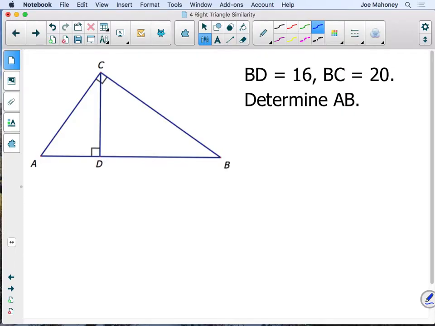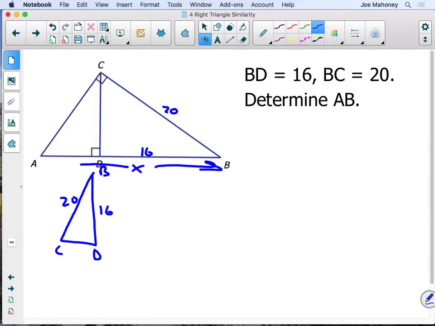All right, so this time I got side BD is 16, BC is 20. Let me draw triangles that contain those sides. The first one is going to be triangle CDB. I know that side BD is 16 and BC is 20. I want to find the length of AB, the whole base. I got to use this whole big side. I'm looking for that length there.